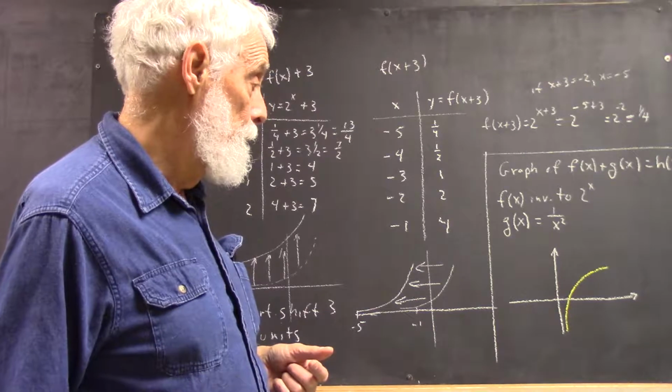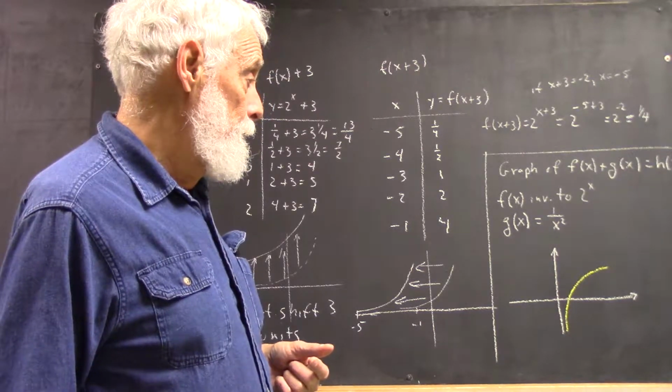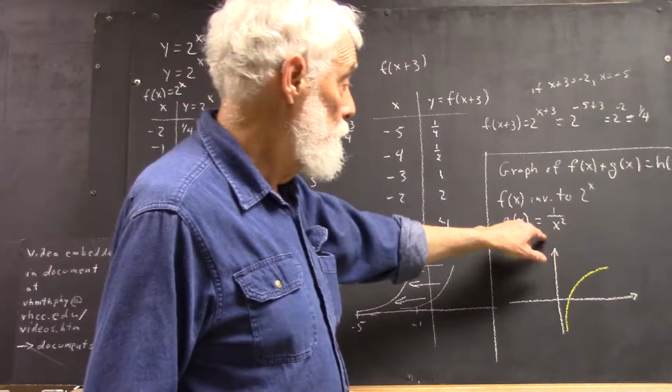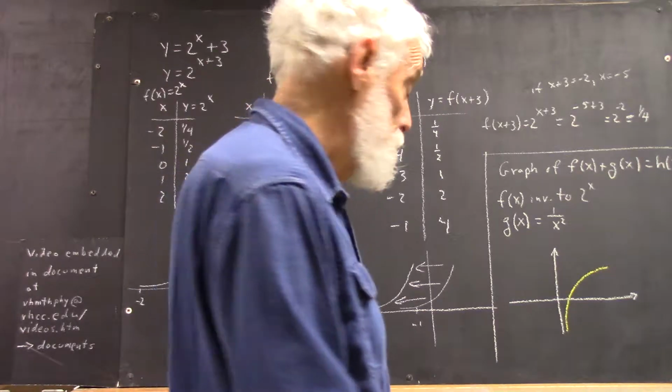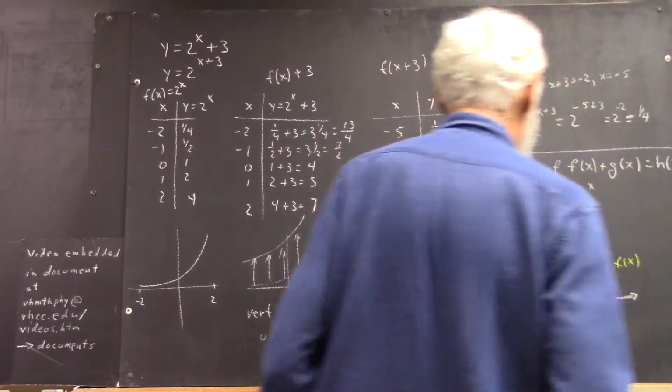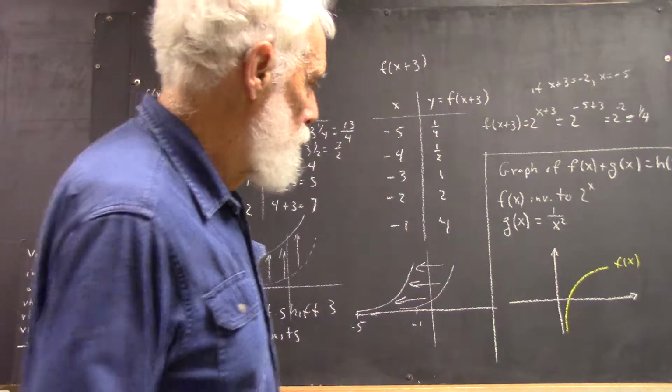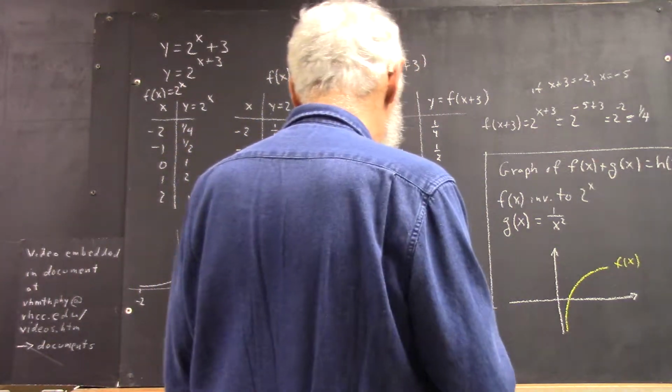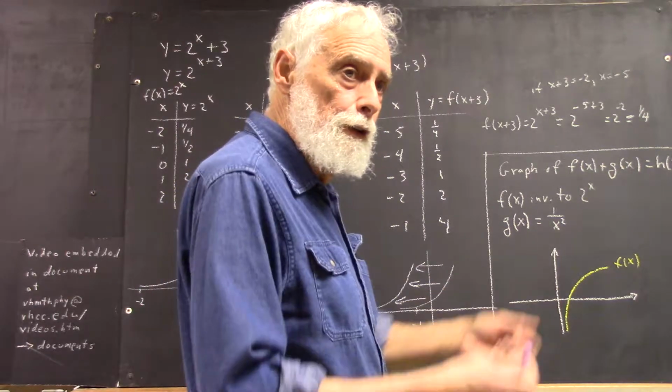So now we got to construct, we got the graph. We need the graph of 1 over x squared. So this is our f of x graph. Now we could construct the entire 1 over x squared graph, and I'm going to do that. I'm going to use colors here.